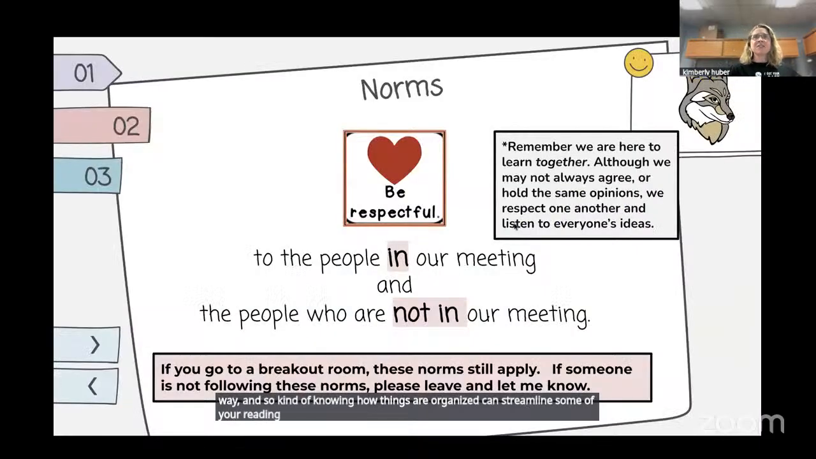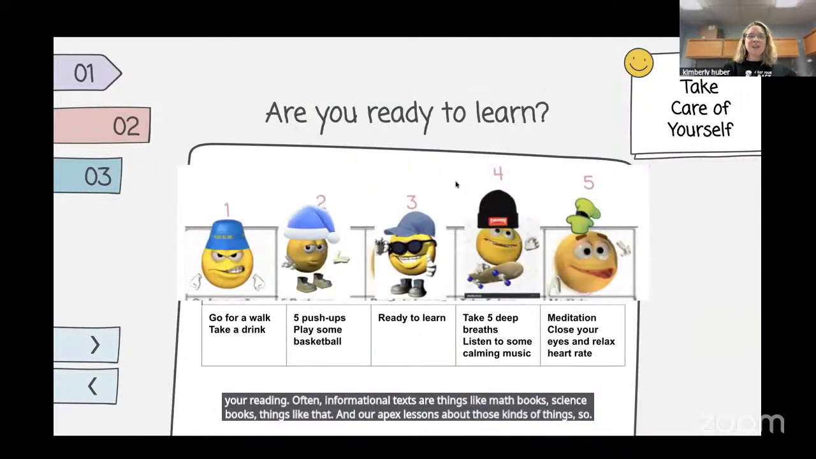Often informational texts are things like math books, science books, things like that, and our Apex lessons about those kinds of things.